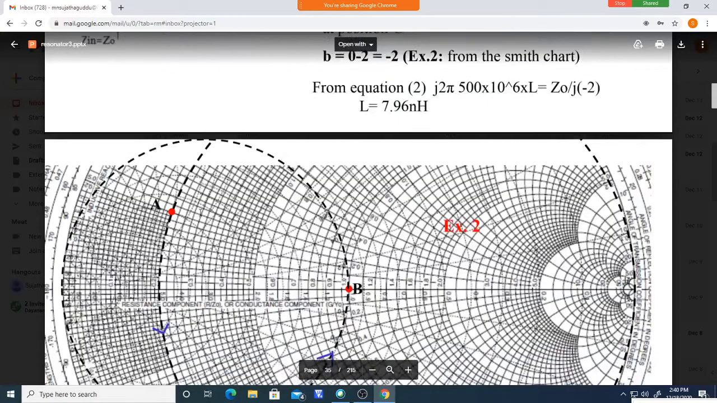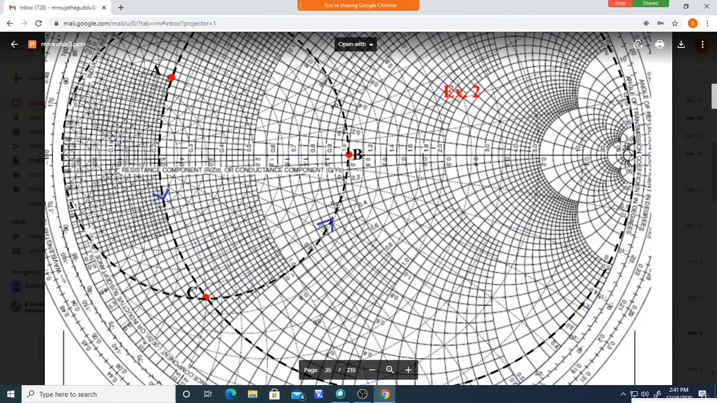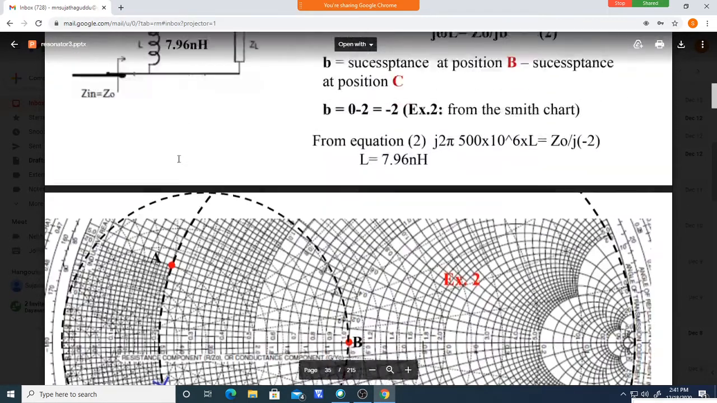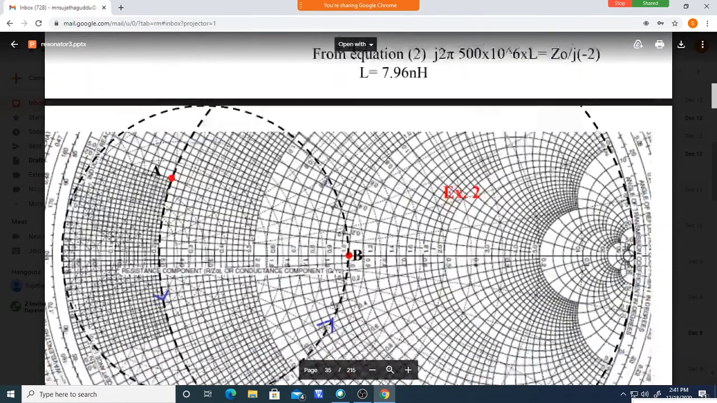So this is the way you can find out these component values easily using the Smith chart.